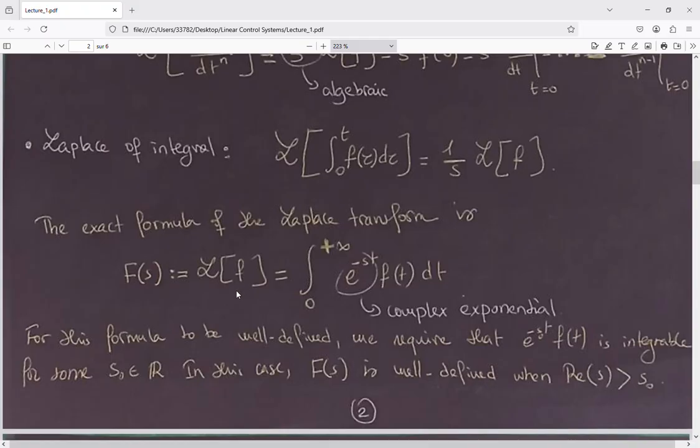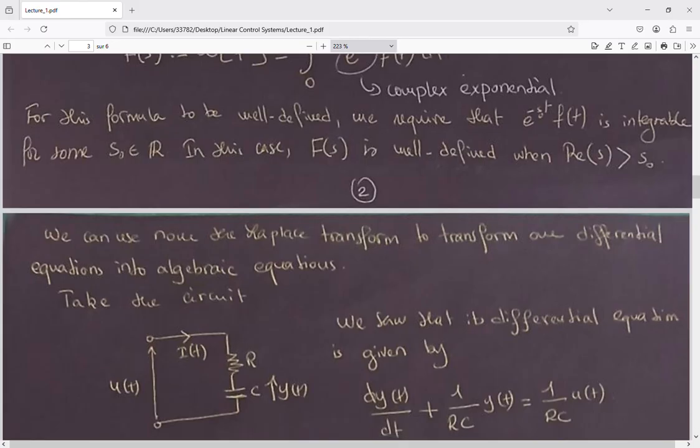Recall it takes as an argument a function small f, and to compute the Laplace transform of f, you just integrate from 0 to plus infinity this function f of t multiplied by exponential minus st, where s here is the argument of the Laplace transform of f, a complex variable. Of course, this Laplace transform is well defined as long as the term exponential minus st times f of t is integrable, so basically that this integral is finite.